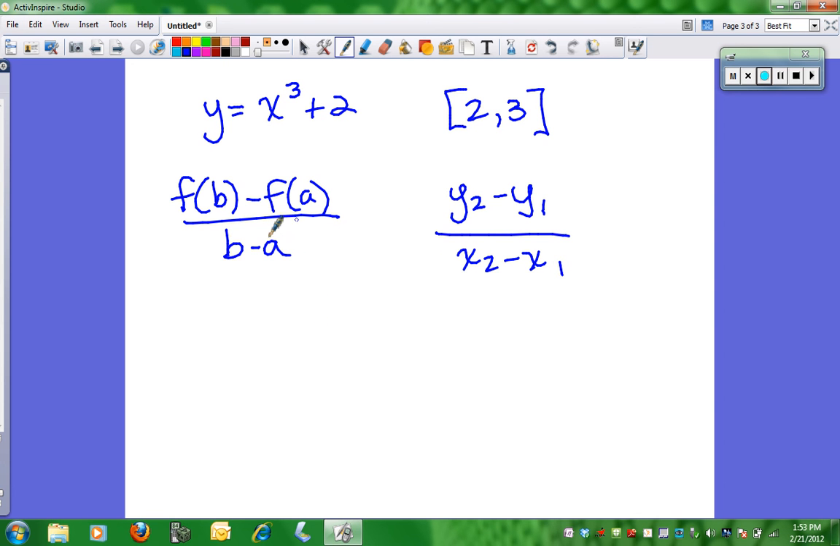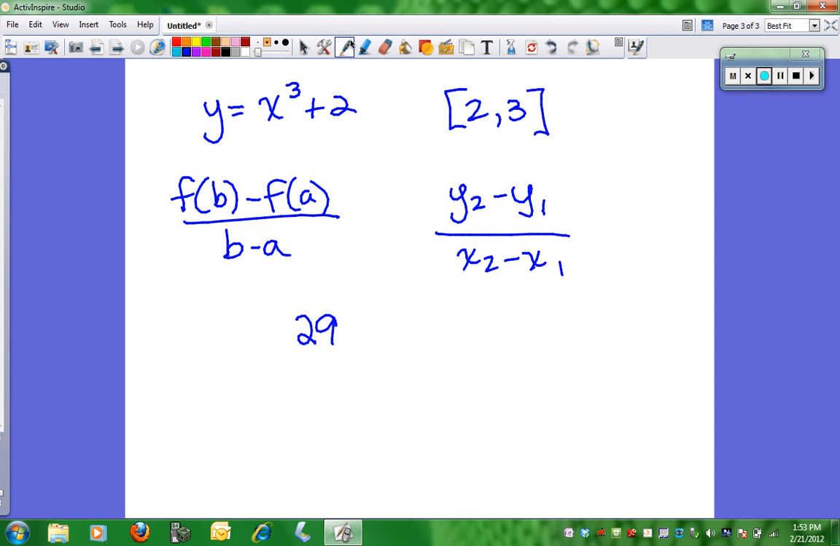Now, what does this f of b minus f of a, or y2 minus y1, mean? That means we are going to find the y values for each of the corresponding x values. So we have 2 and 3. How are we going to find y? We're going to substitute in 3 into x cubed plus 2. So 3 cubed is 3 times 3 is 9, 3 nines are 27, plus 2 is 29.